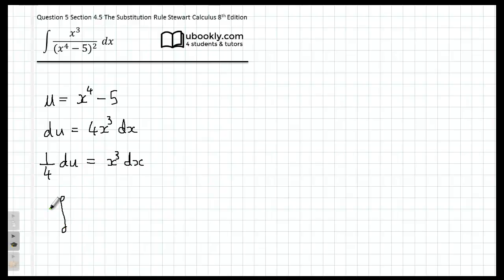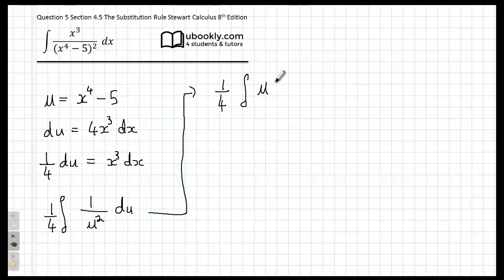And now I can make my substitution. Again, I'll leave the 1 over 4 outside, and I'll get 1 over u squared du. Okay, so this x to the power of 4 minus 5 has turned into u, and I square it. And the rest, x cubed dx, is just a quarter du, this here. Okay, so before I integrate this, I'm going to rewrite it as 1 over 4 times the integral of u to the power of minus 2 du.